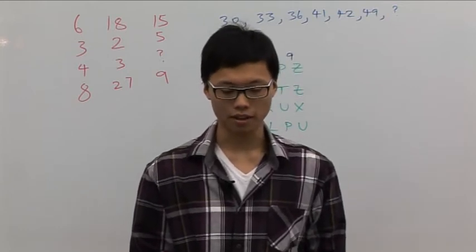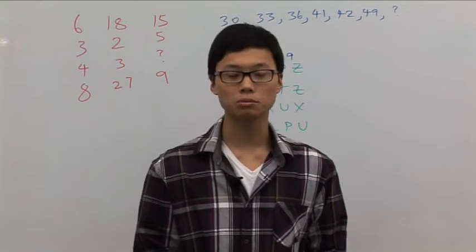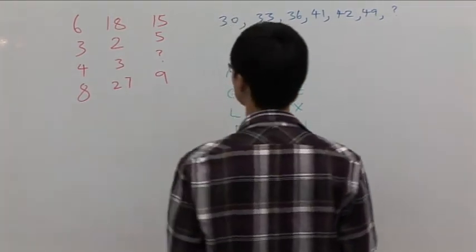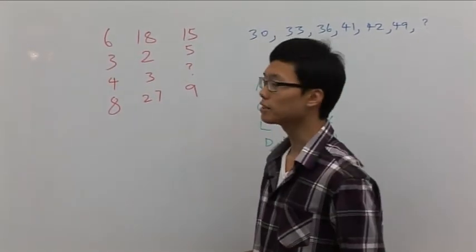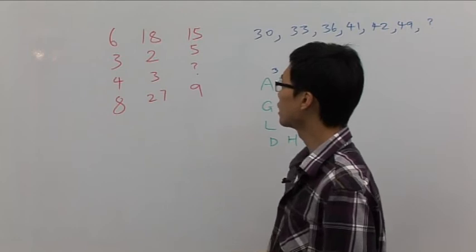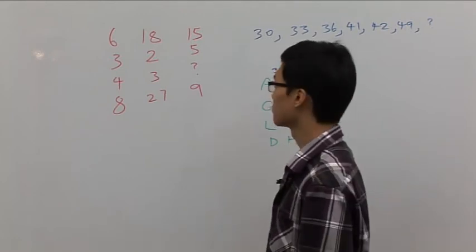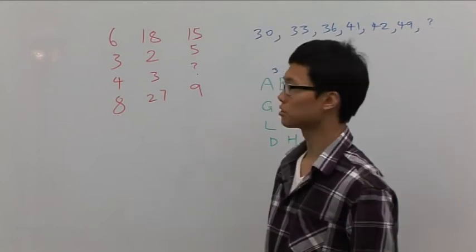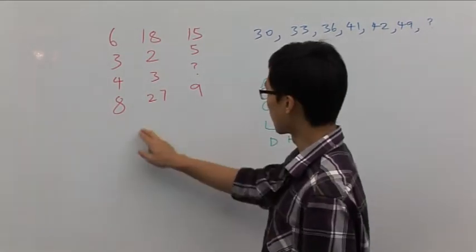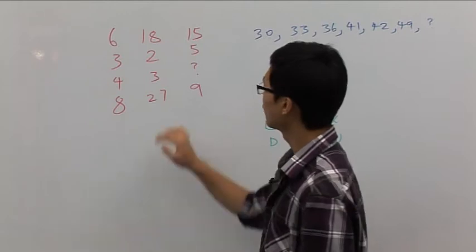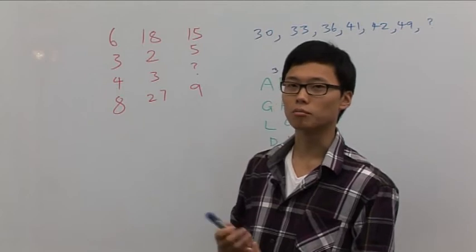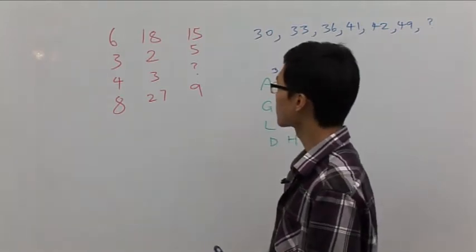In question 3, we have a number pattern, and we need to figure out which number fills this gap. So let's look at the numbers behind me. We have 6, 3, 4, 8, 18, 2, 3, and then 27. And then we have 15, 5, an unknown number, and then that gets us to 9. Now the first thing that I noticed was that 4 is a factor of 8, and 3 is a factor of 27. So that leads me to believe that there is going to be a multiplicative step somewhere along the way.